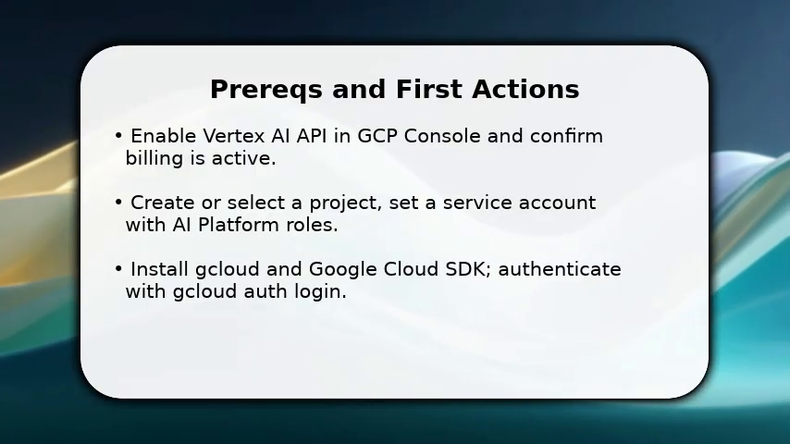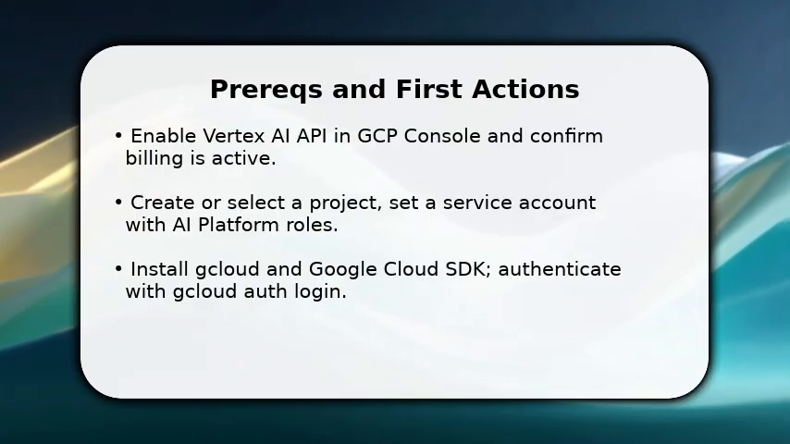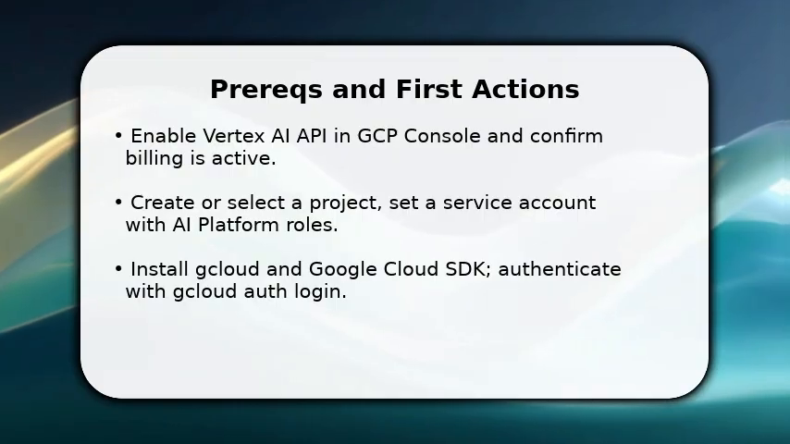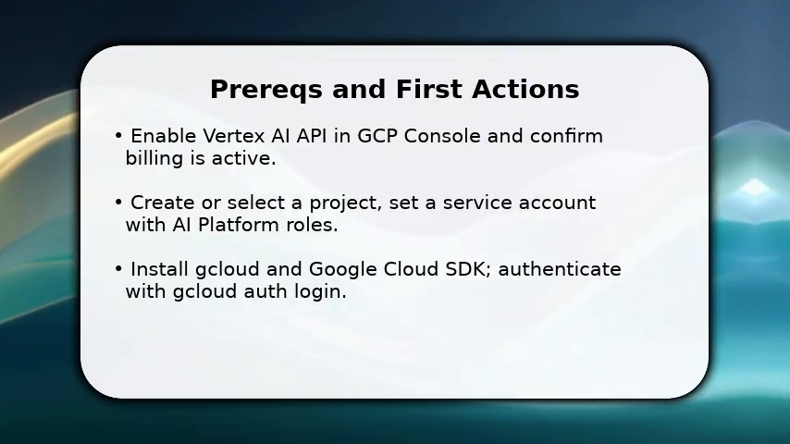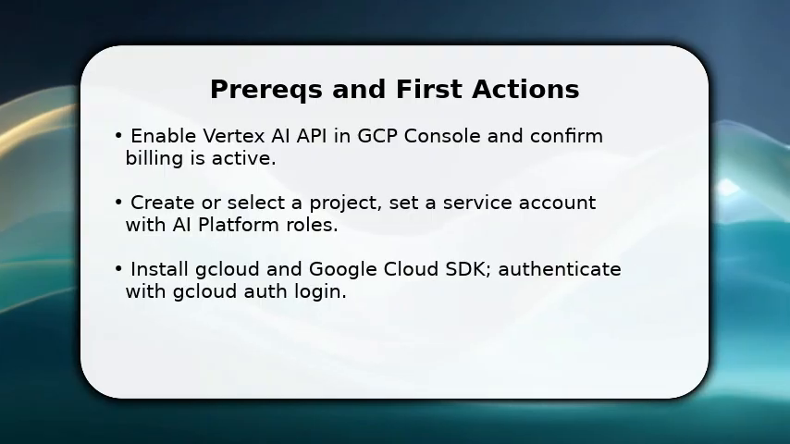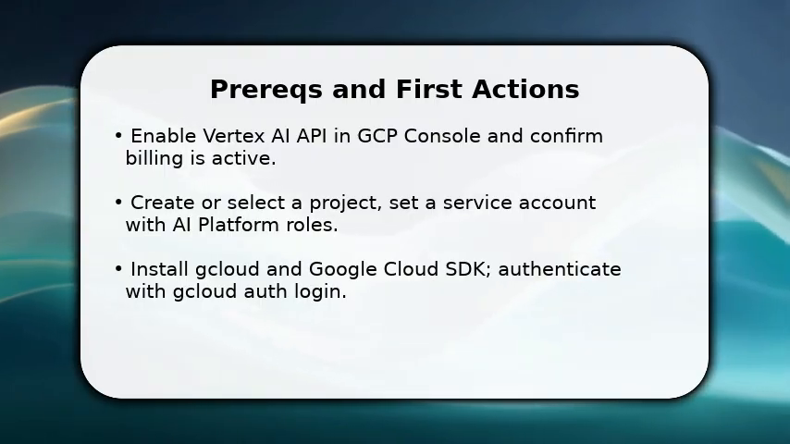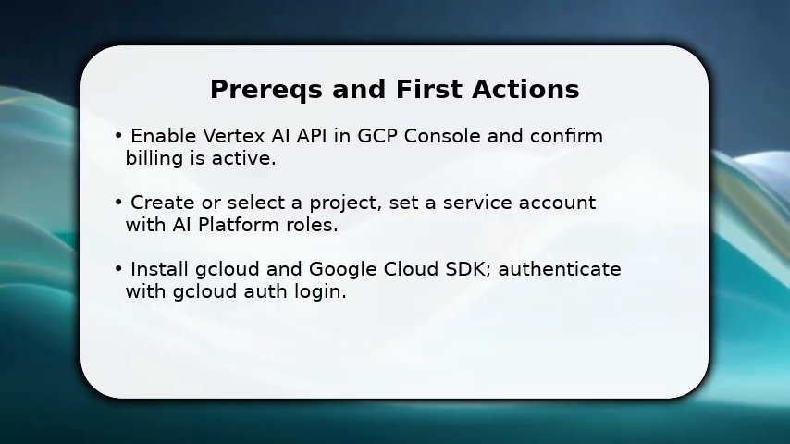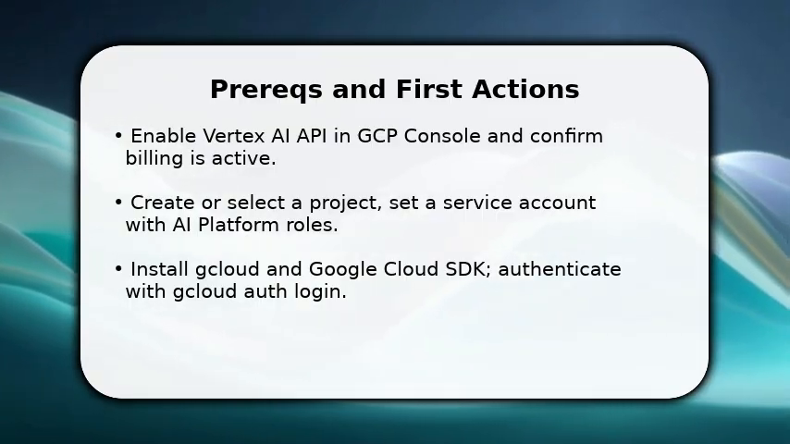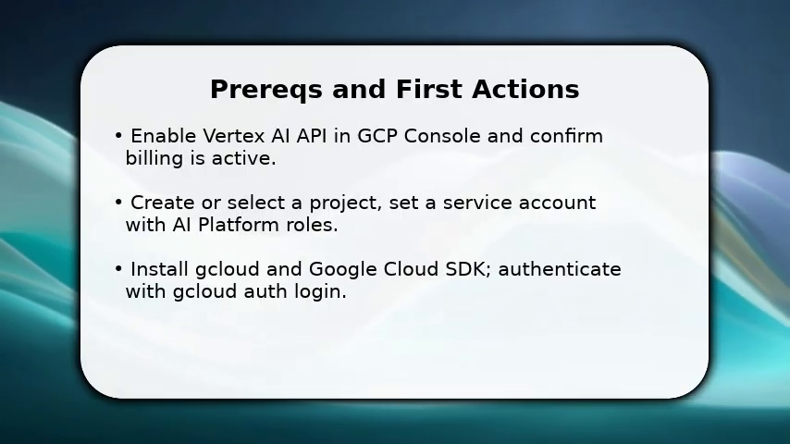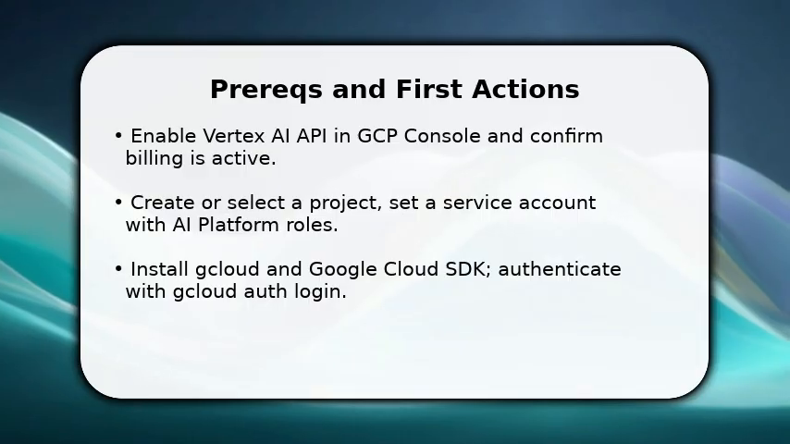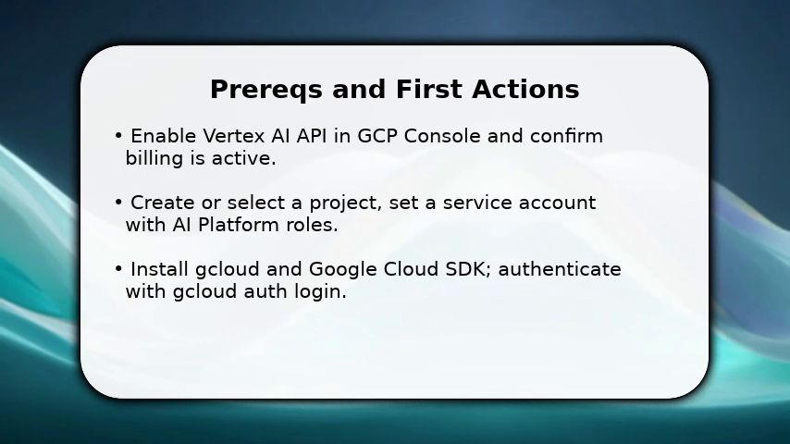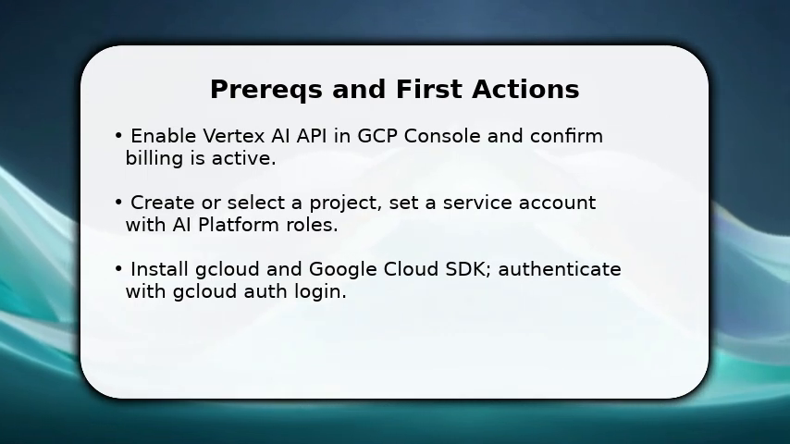You'll start by preparing the project and credentials so your work runs smoothly. First, enable the Vertex AI API and ensure billing is active. This unlocks resources. Next, create or pick a GCP project and provision a service account with Vertex AI and storage roles. This gives secure access. Then install the Google Cloud SDK, run gcloud auth login, and set the project with gcloud config set project ID. Once done, you're ready to ingest data.